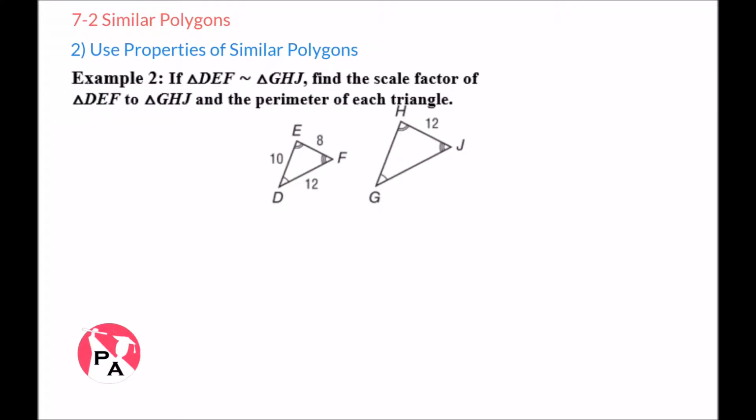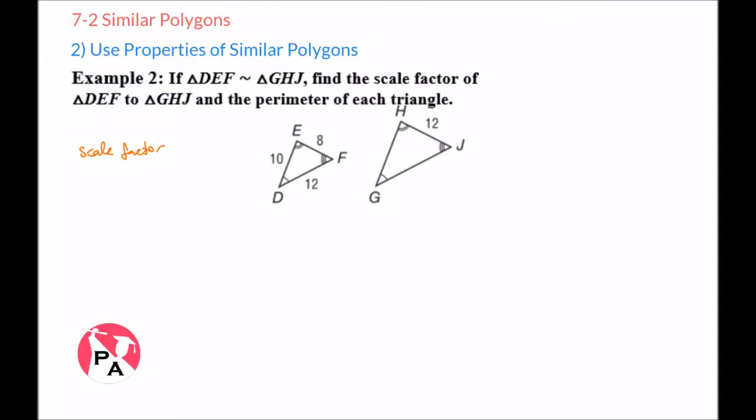Here's the last example. This one is again about using properties of similar polygons. We have similar triangles. It says if triangle DEF is similar to triangle GHJ, find the scale factor of triangle DEF to triangle GHJ and the perimeter of each triangle. First, let's start with the scale factor. Scale factor of triangle DEF comes first.